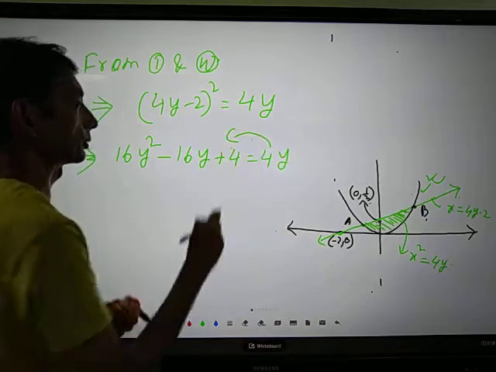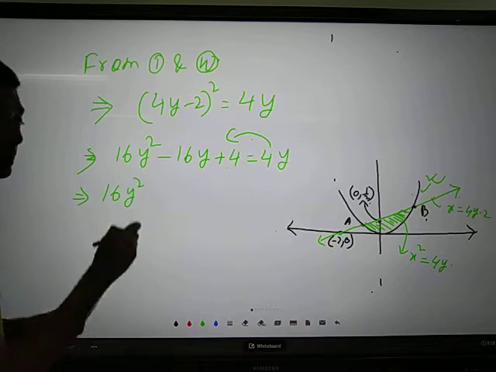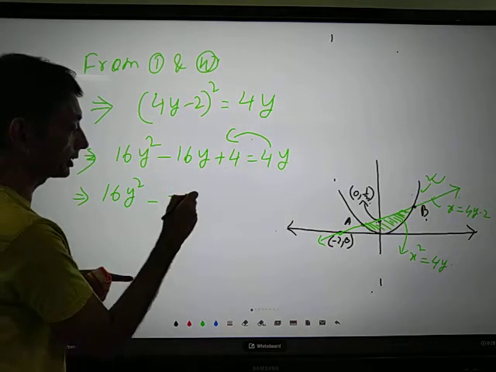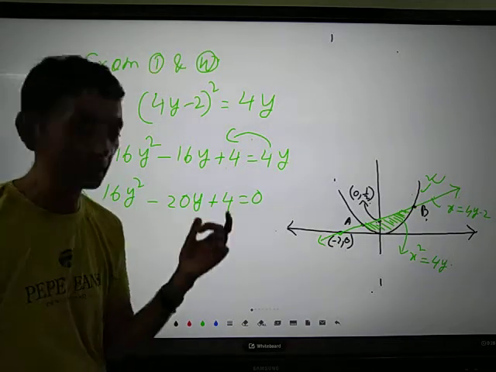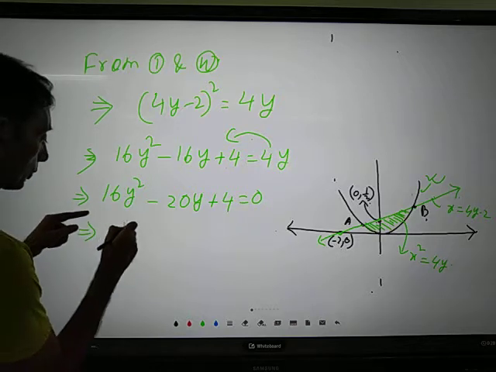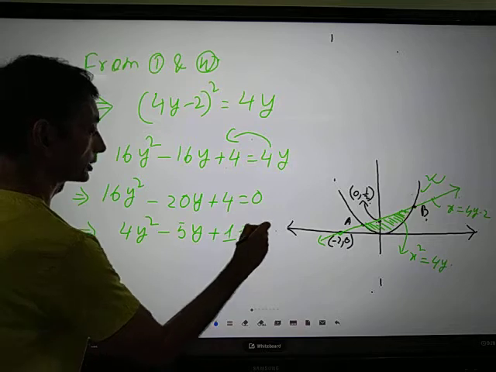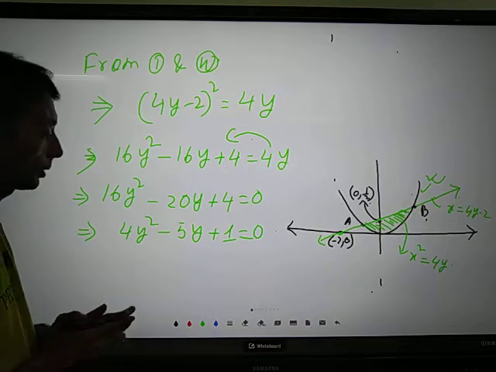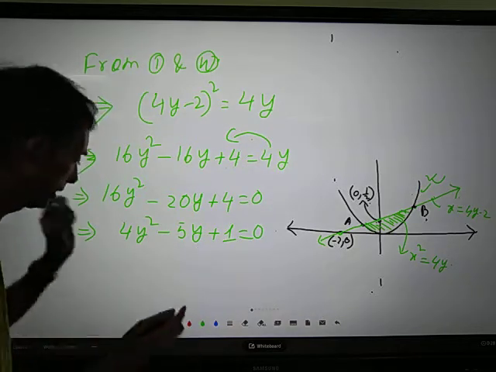Next we'll transpose 4y to this side. This gives us 16y squared minus 20y plus 4 equal to 0. Just divide this by 4, and we get 4y squared minus 5y plus 1 equal to 0. Now we need to factorize this. Minus 5y you can write as minus 4y minus y.